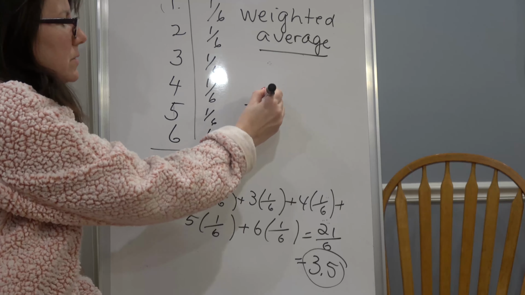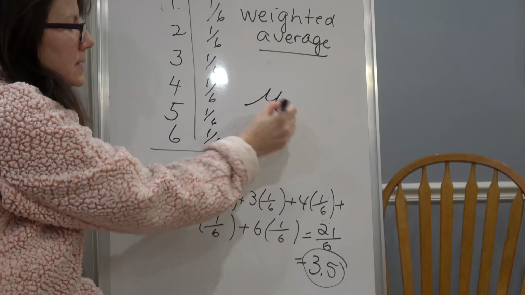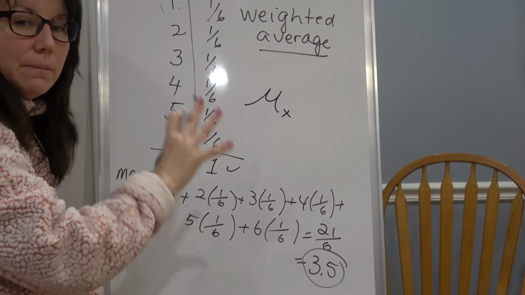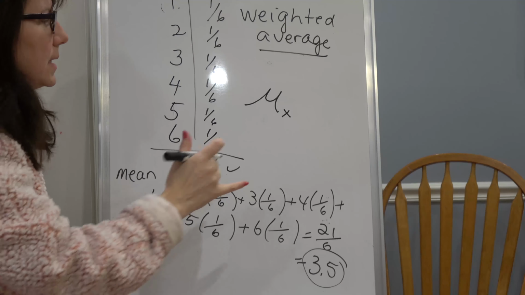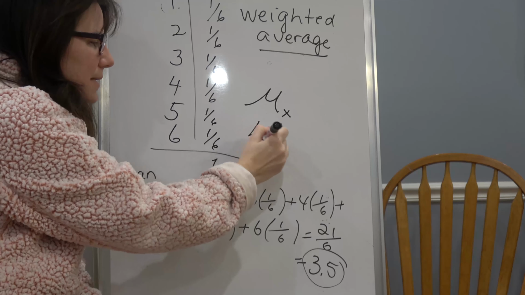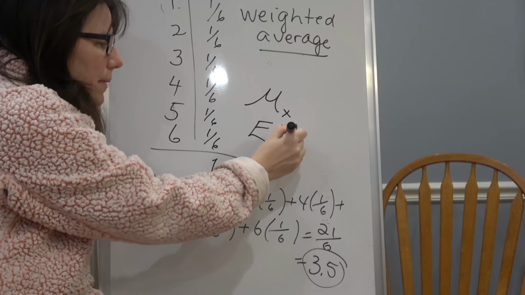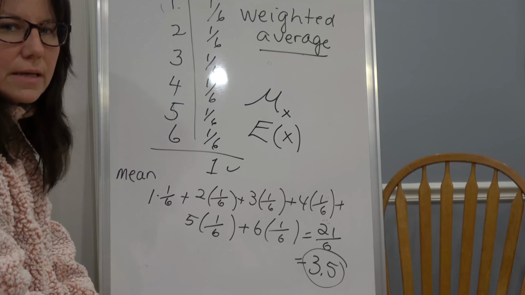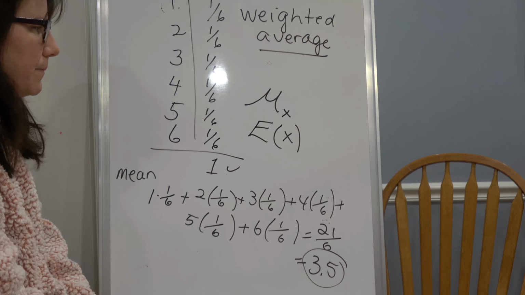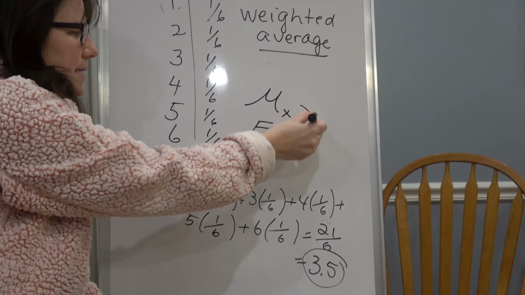We're going to use this notation mu sub x. So I know in the past we just had a mu, but now we need the subscripts. So mu sub x. This is also called the expected value. I'm going to talk about that. And so we're going to write E of x like you would f of x. So that's expected value. These are one and the same.